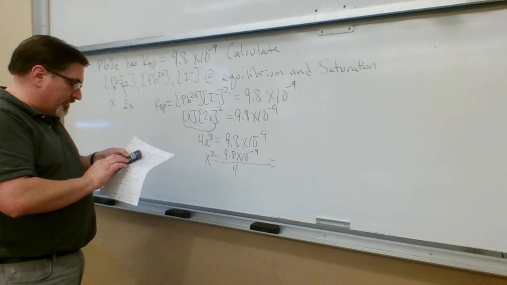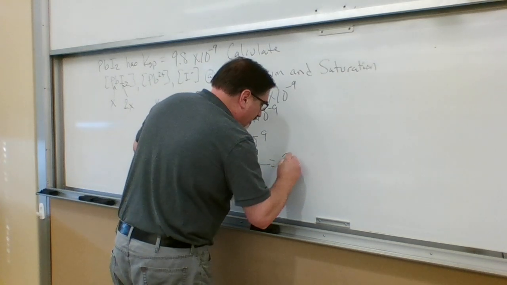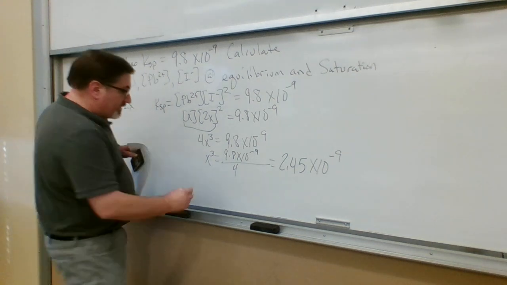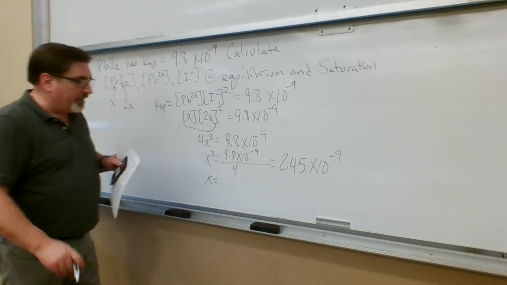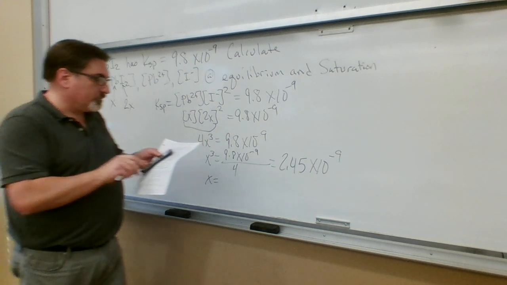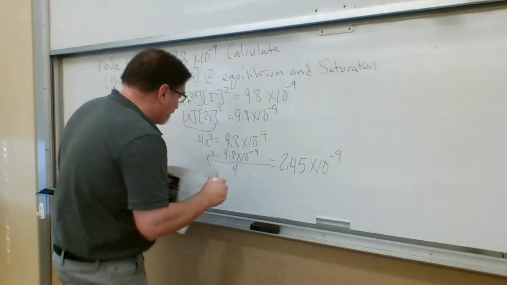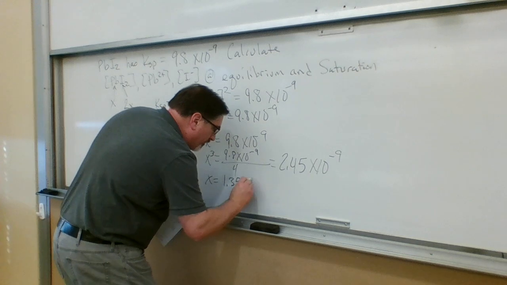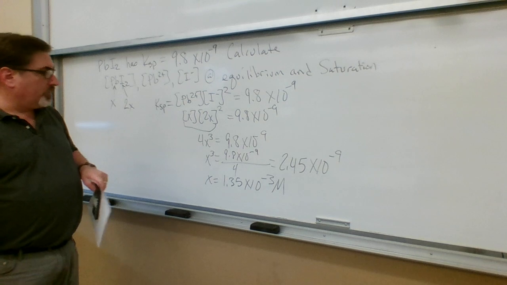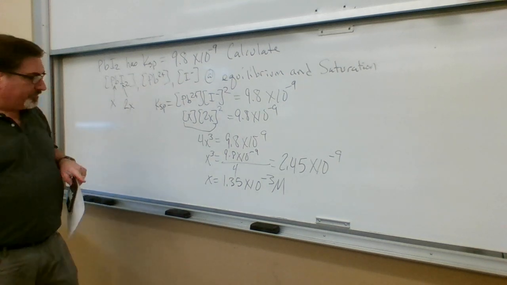9.8 times 10 to the minus 9th divided by 4 equals 2.45 times 10 to the minus 9th. X would be the cube root of that number. So the 1/3 power. I get 1.35 times 10 to the minus 3rd. Okay, so that's my intermediate answer. I go back to my problem, we want to know about everything. What's the concentration of everything?